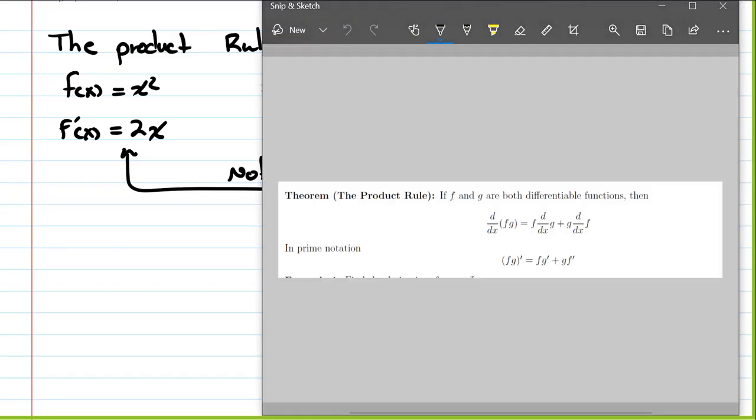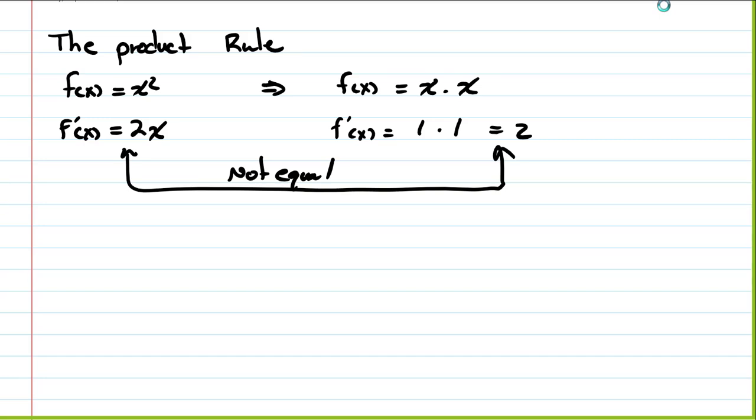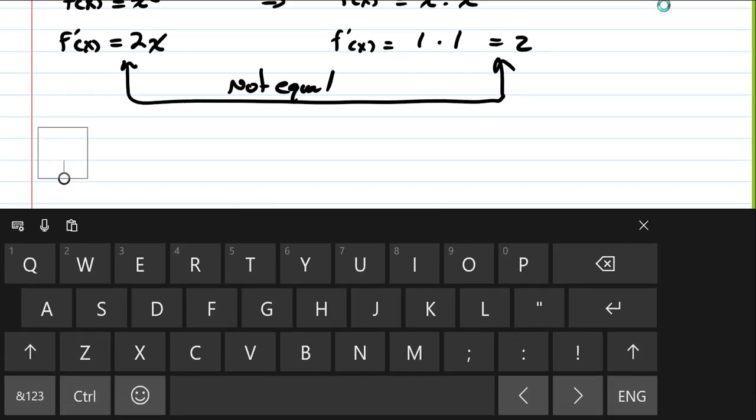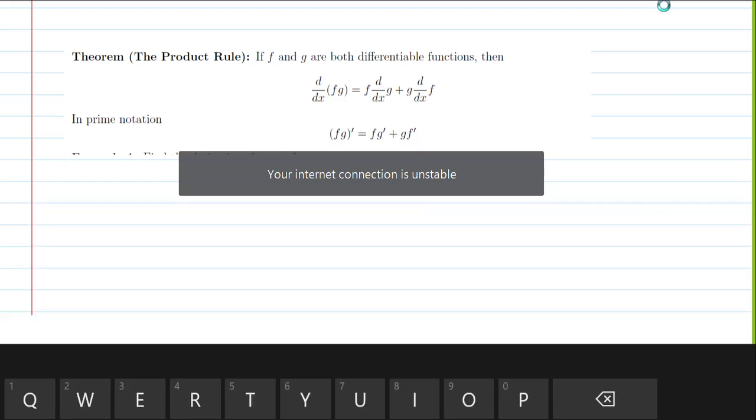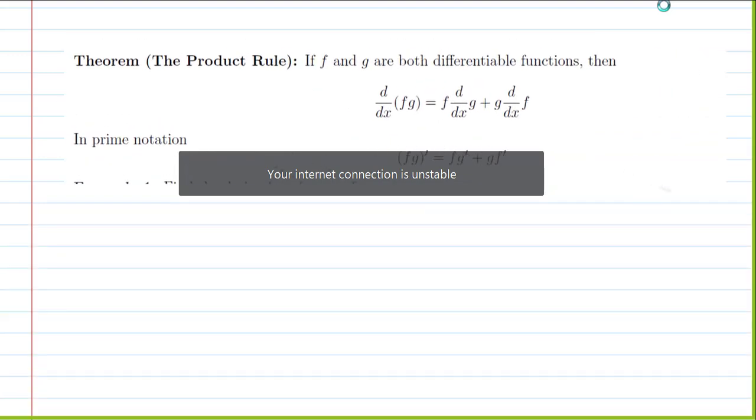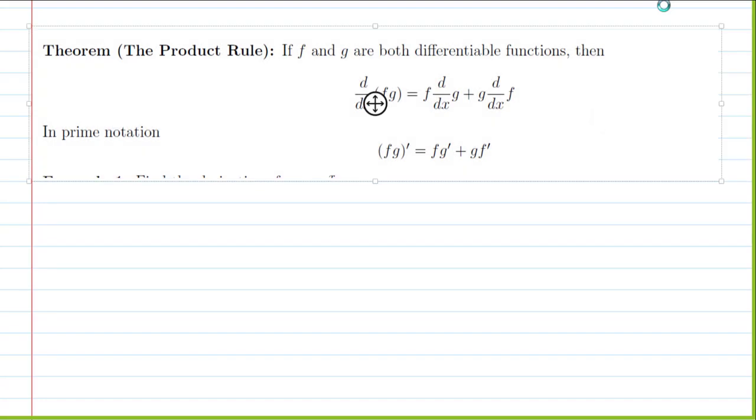If f and g are both differentiable functions, then the product of f and g is also differentiable, and is given by this formula. So d dx of f times g is f g prime plus g f prime, or f times the derivative of g plus g times the derivative of f. So this is just a formula, or a theorem, if you will.